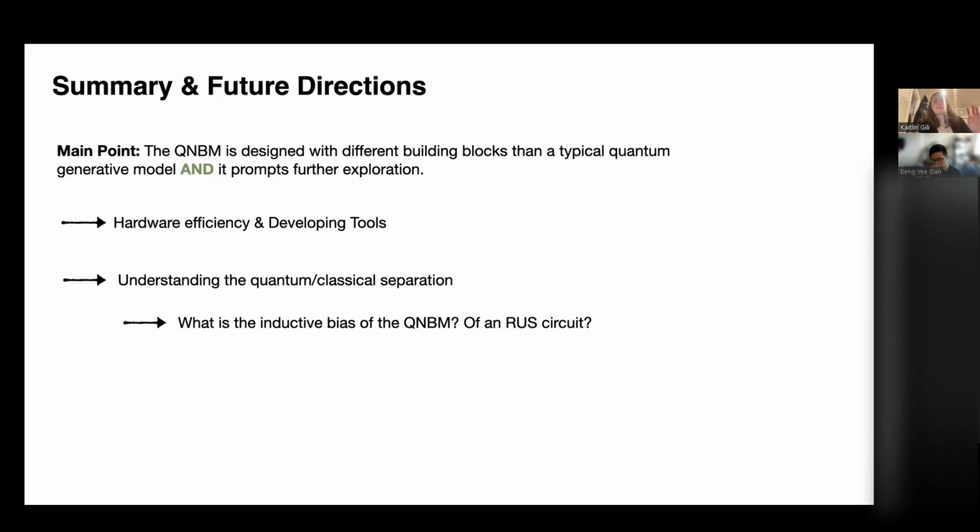And then this can maybe be broken down a little bit smaller into: what is the inductive bias specifically of our building block, the RUS circuit? So we could ask the question, are RUS circuits good QML building blocks?